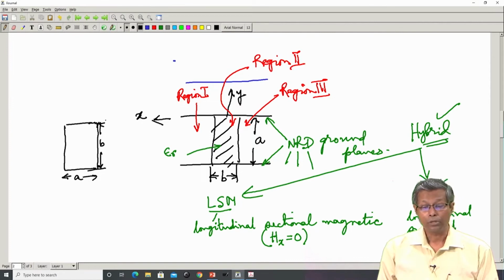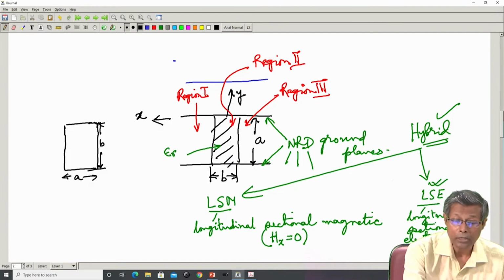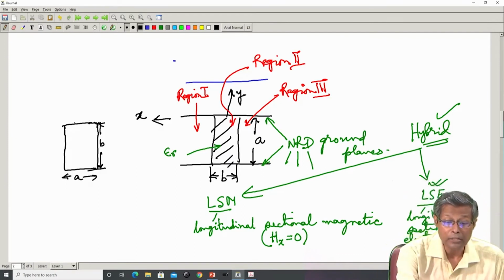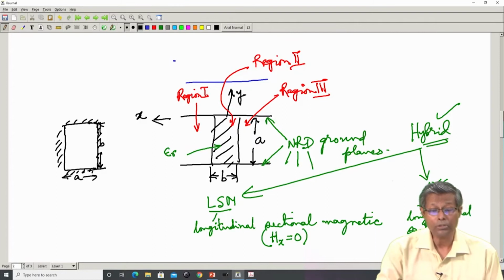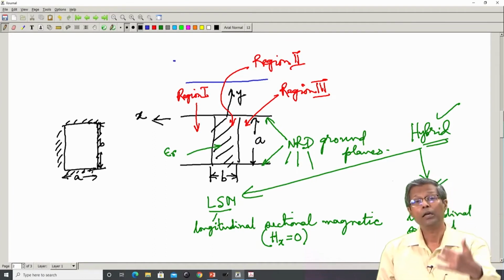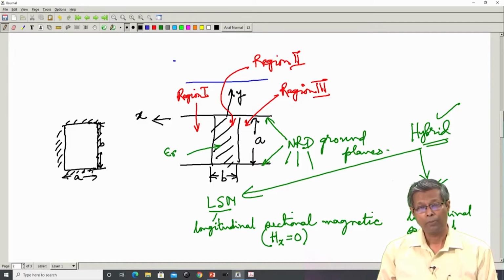Okay. So, if I compare with this, you see that essentially what we are trying to do is that we are trying to minimize the conductor loss in these metallic walls, because there are 4 metallic walls of the rectangular waveguide. Such kinds of guides encounter a high amount of loss, particularly at millimeter wave frequencies or beyond.